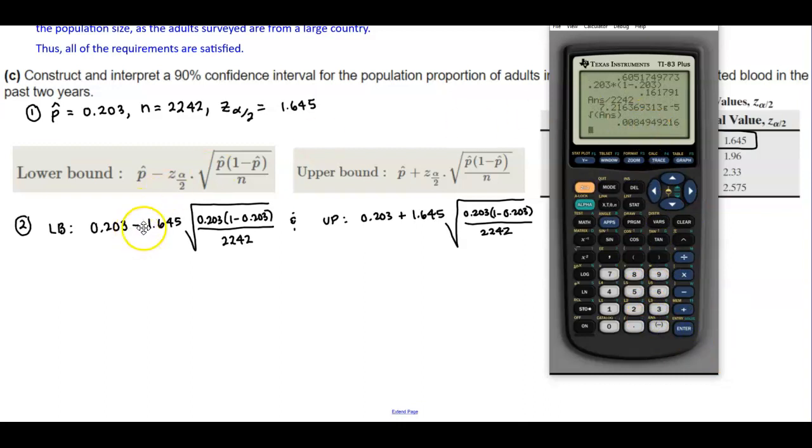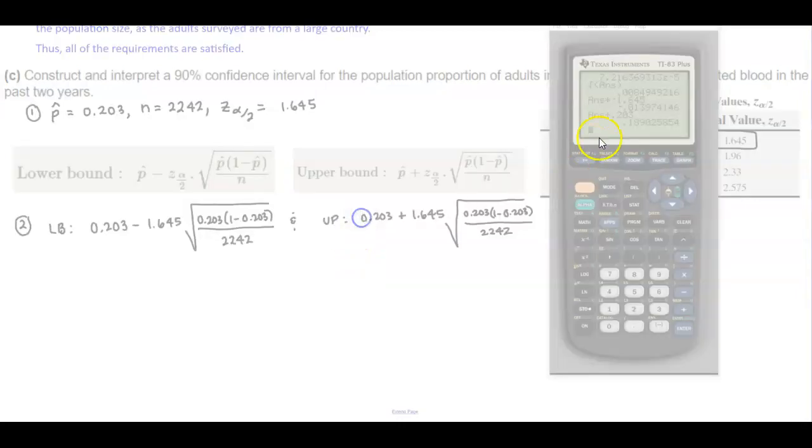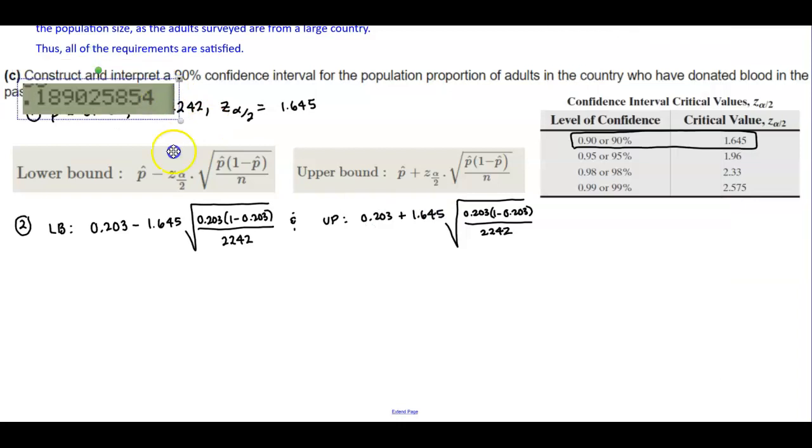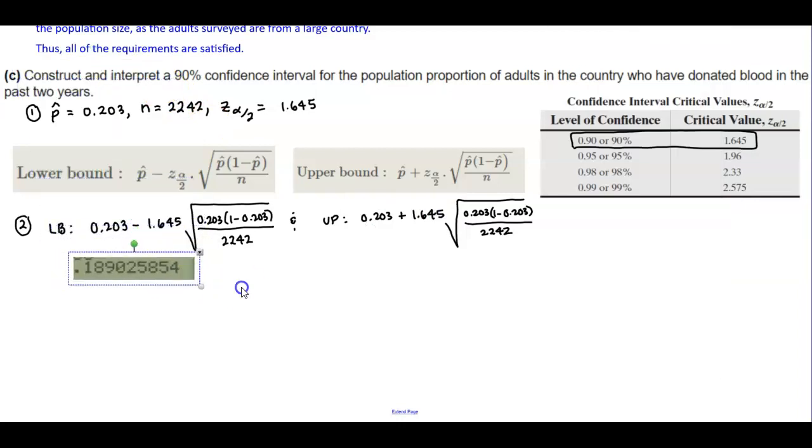Now we're going to multiply that by negative 1.645, and then we're going to add 0.203. Okay, so therefore we get our value here. Rounding that to 3 decimal places, we can see that the lower bound is going to equal 0.189.